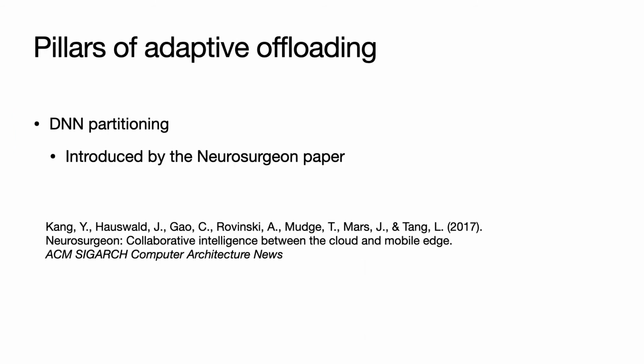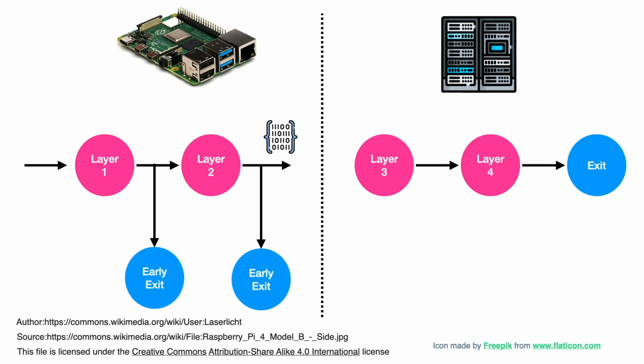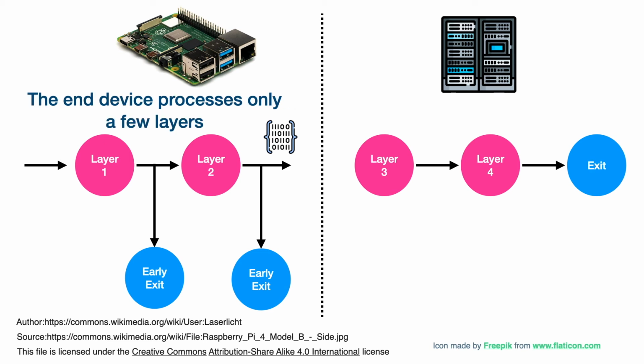Another idea needed to perform adaptive offloading is deep neural network partitioning. In this idea, the first layers are processed on the device and the other ones at the server. In this example, the output of layer 2 is sent to the server if the confidence criterion is not achieved. So, less data is sent to the cloud. Also, the end device processes only a few layers.